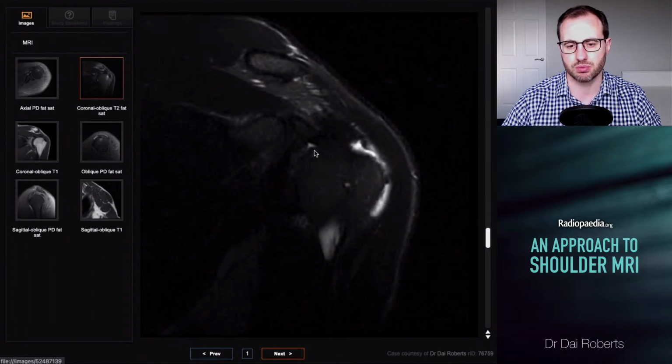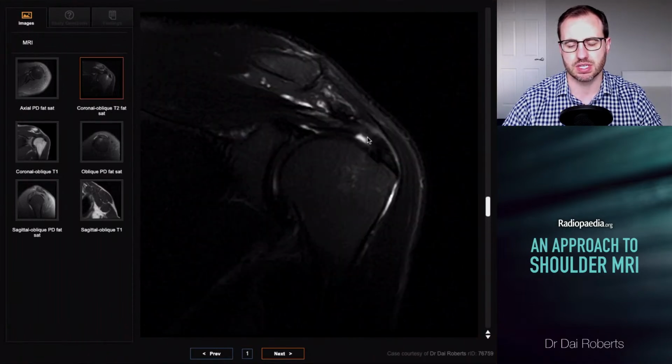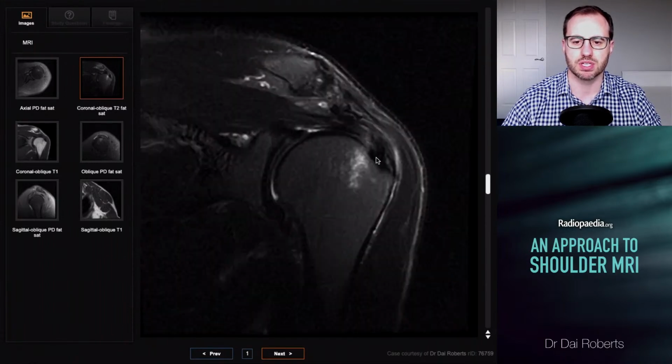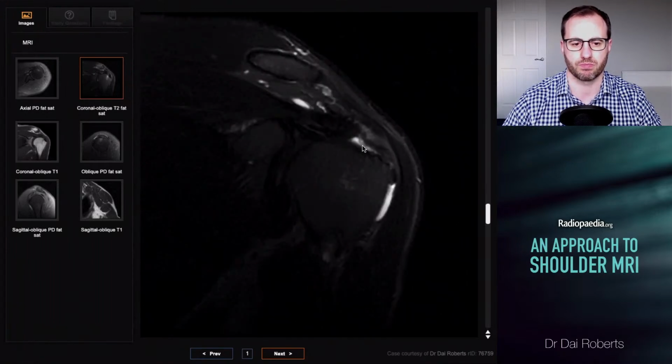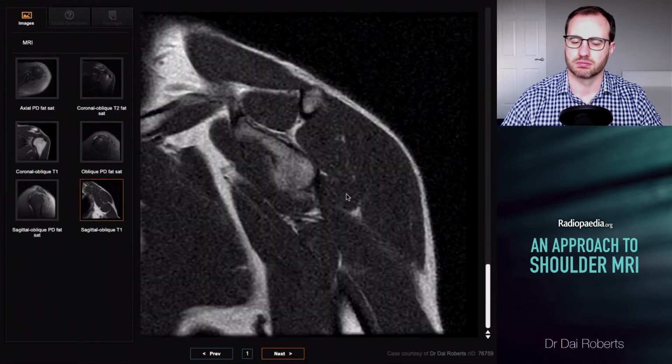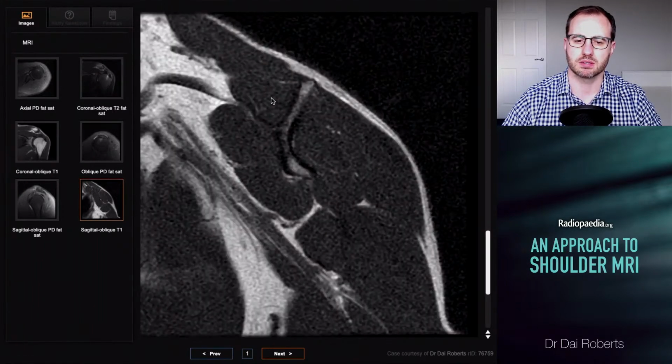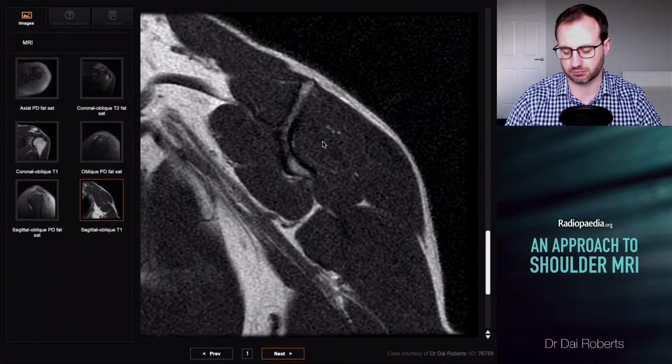This can be confirmed on our coronal oblique sequence, where you can see that the anterior aspect of the supraspinatus tendon has torn and retracted. As we scroll back, you can see that it extends into the critical zone, which is usually 1.5 centimeters from the insertion. And then you have a partial thickness articular surface tear there with associated tendinosis. If we were to look at the muscles, supraspinatus, subscapularis and infraspinatus, there isn't any fatty replacement there.